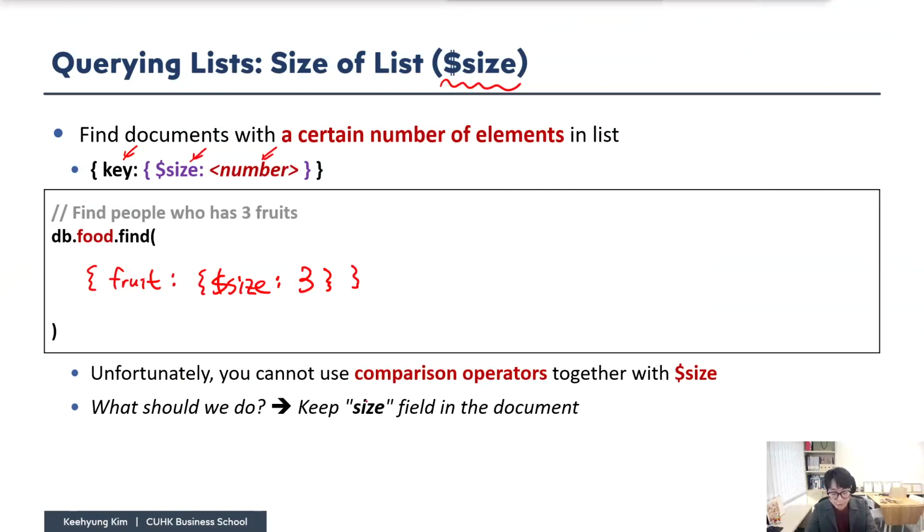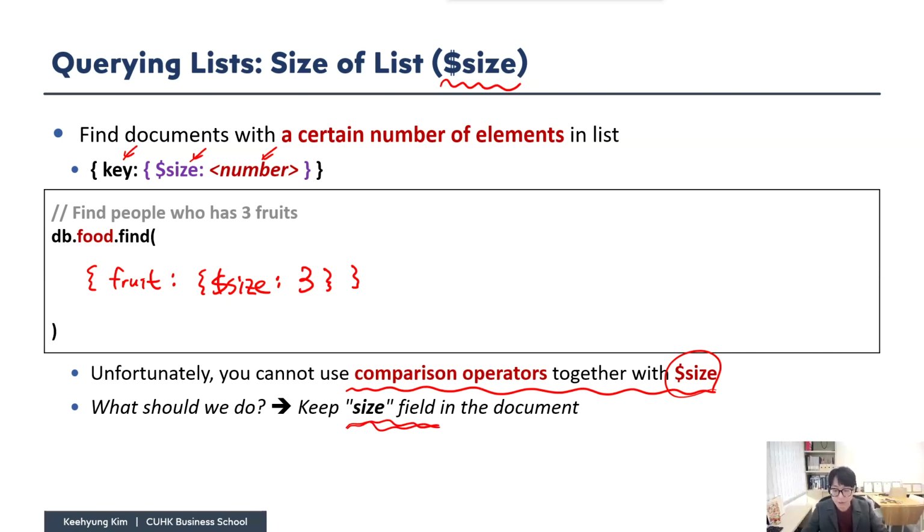Unfortunately, you cannot use a comparison operator together with the size operator. This is an important thing. If you try to retrieve documents where the fruit list has fewer than 3 elements, you cannot do this with the size operator. That's a limitation inside MongoDB. In this case, what you can do is create a size field inside the document, and update this size field with the number of elements in the list. That's kind of ad hoc, but it's another way to resolve this problem.